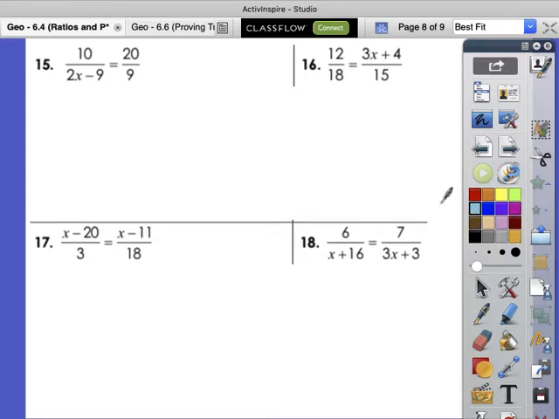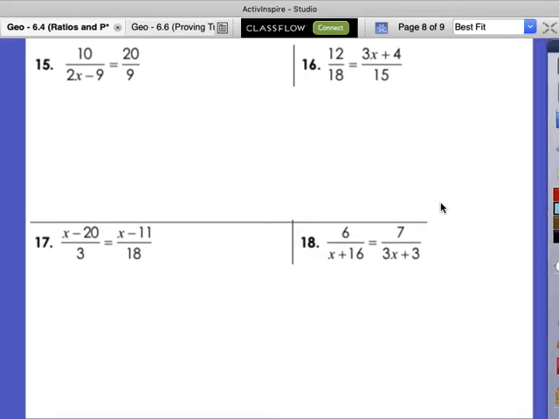Hey, I want you guys to try 15 and 16. When you have 15 and 16, or when you have questions, I want you to raise your hand. Okay, can we move on to 17 and 18?